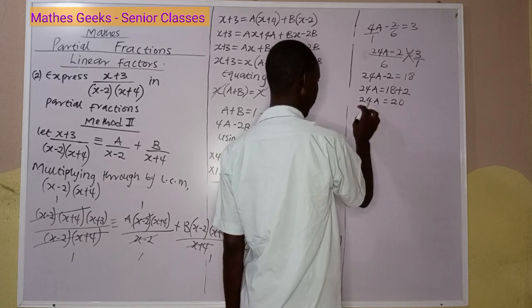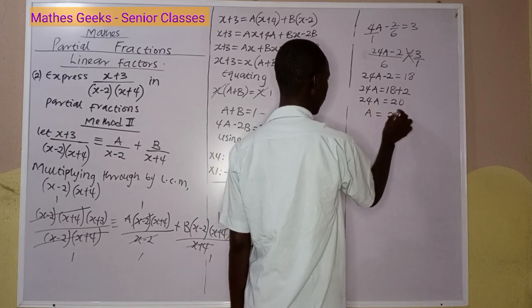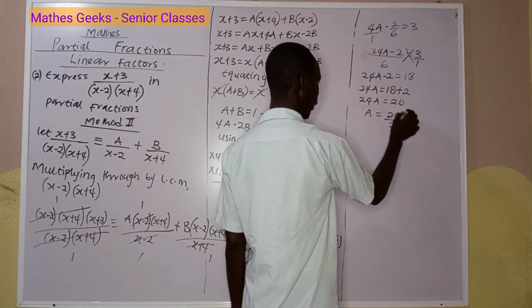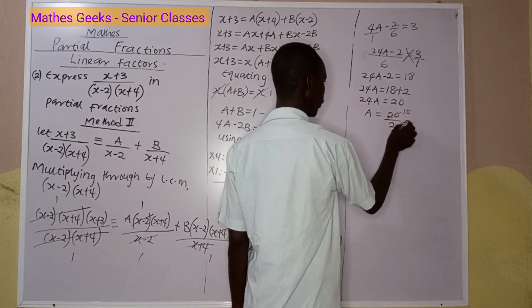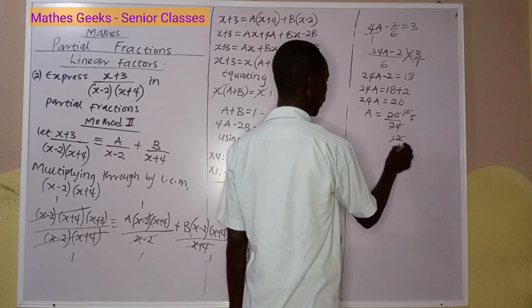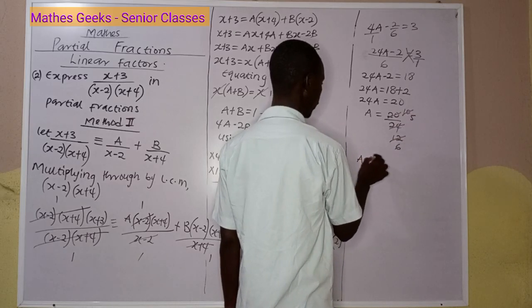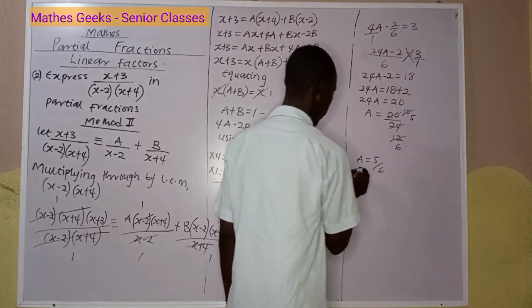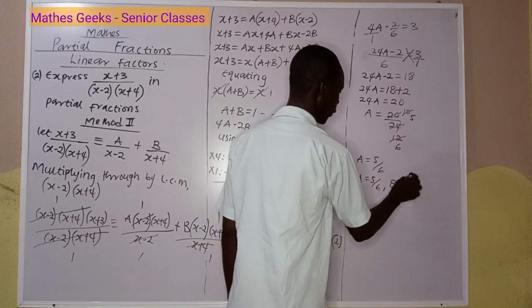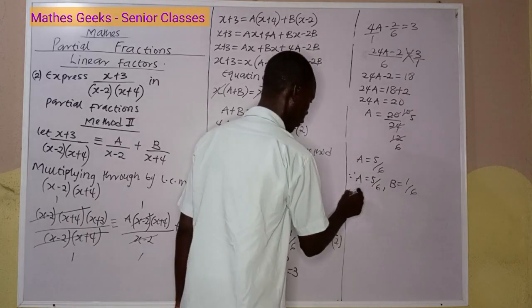So 24a is equals to 20. Divide both sides by 24. A is equals to 20 over 24. Okay, so divide by 2 here is 10, 2 here is 12, 2 here 5, 2 here 6. So a is equals to 5 over 6. Therefore, a is equals to 5 over 6 and b is equals to 1 over 6.